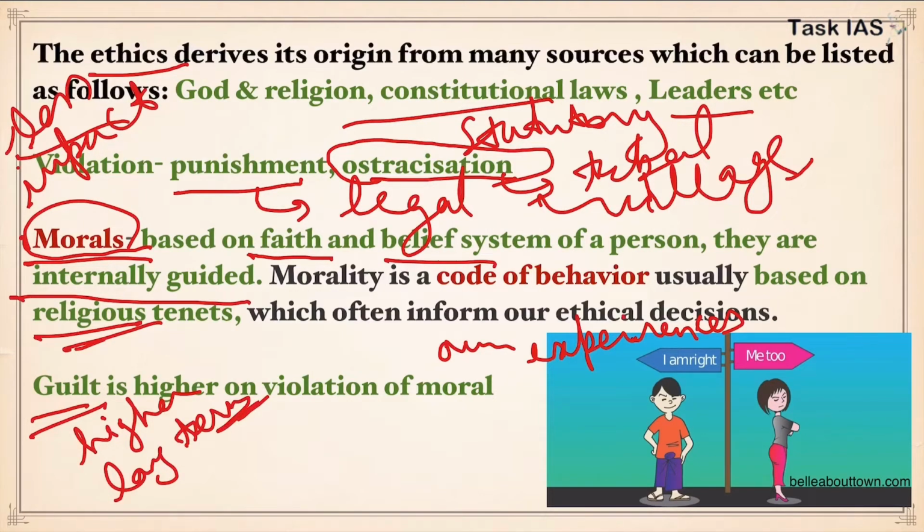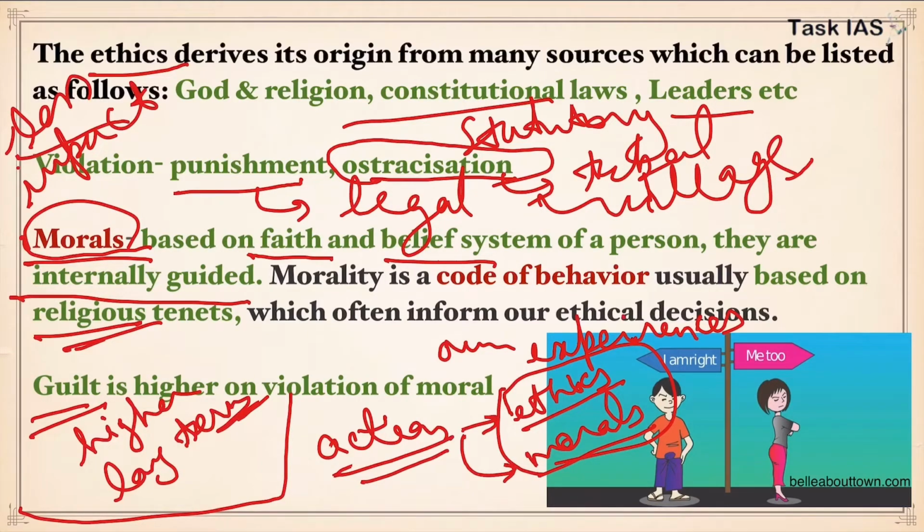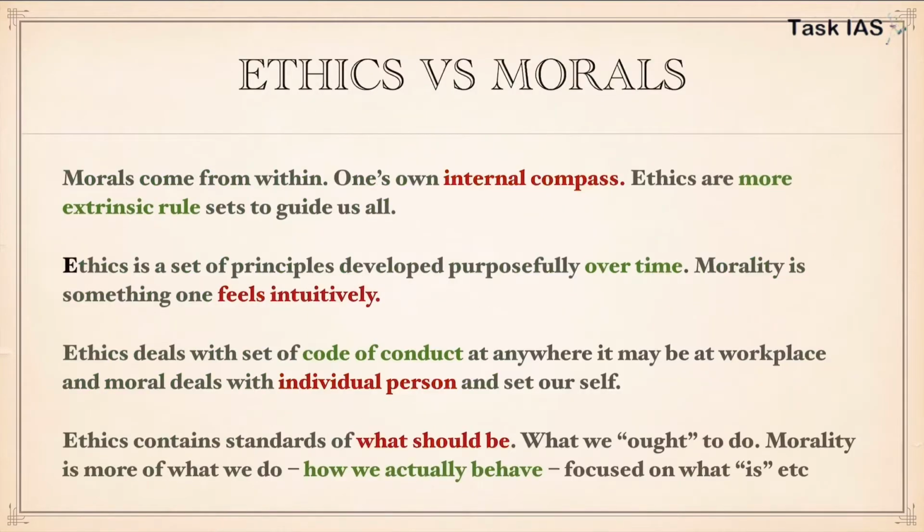So till now we have discussed ethics and morals. So you can conclude that every action is decided by societal standards, that is ethics, as well as individual rules, these are morals. So these rules decide every action of an individual. Now the difference between ethics and morals.